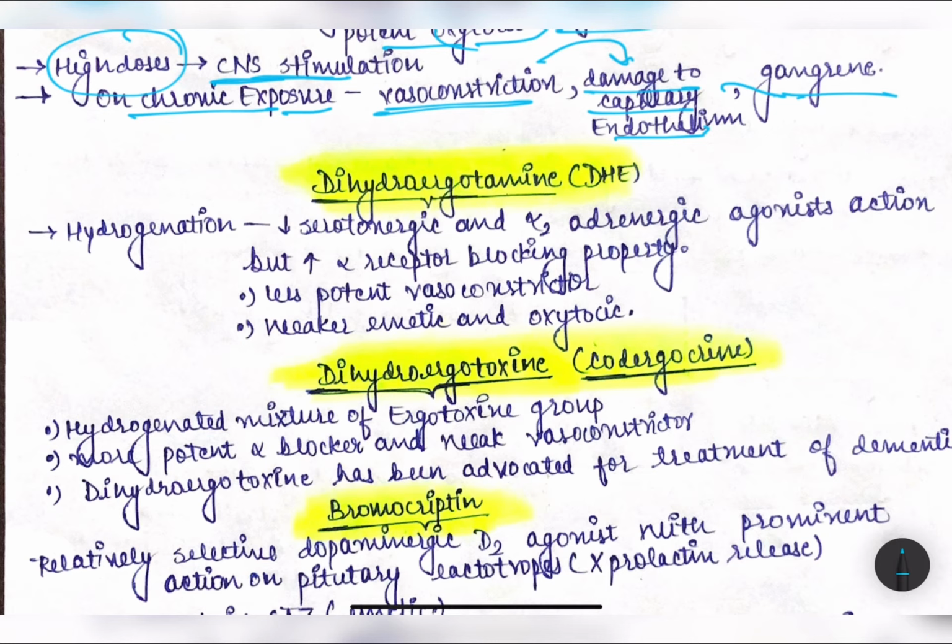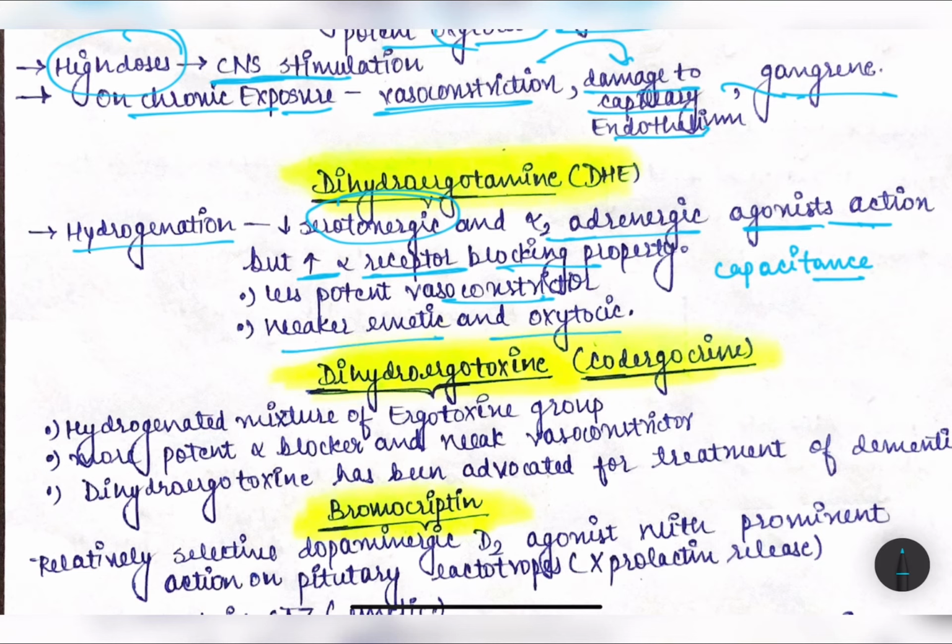Now we will discuss another drug, dihydroergotamine. When we do hydrogenation of ergotamine, it reduces the serotonergic and alpha adrenergic agonist action, but it increases the alpha receptor blocking property. Consequently, DHE is a less potent vasoconstrictor, and primarily it constricts which vessels? Capacitance vessels. And it is a weaker emetic and oxytocic.